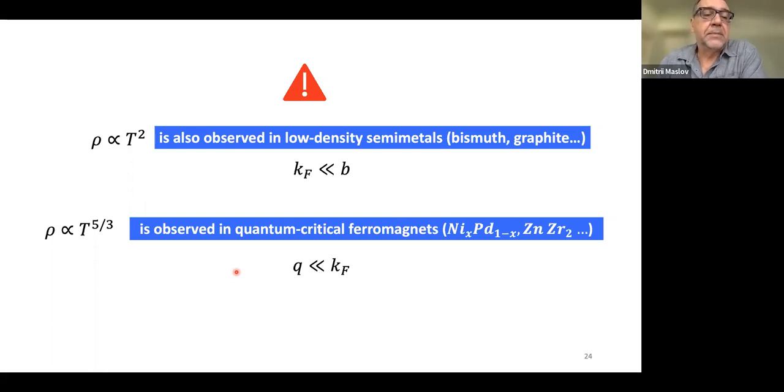And quantum critical scaling, which we would want to see in three dimensions, T to the five thirds, is observed in quantum critical ferromagnets such as palladium doped with nickel or zirconium zinc 2, which violates the condition that momentum transfers have to be large. If they are quantum critical ferromagnets, we expect that the momentum transfers are smaller than here.